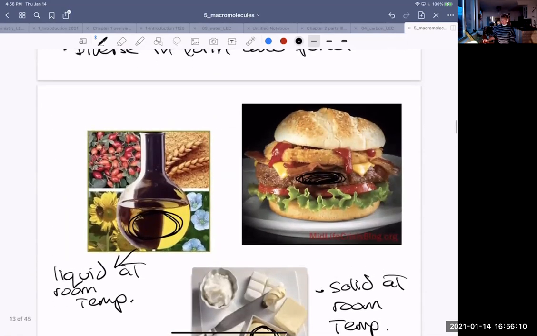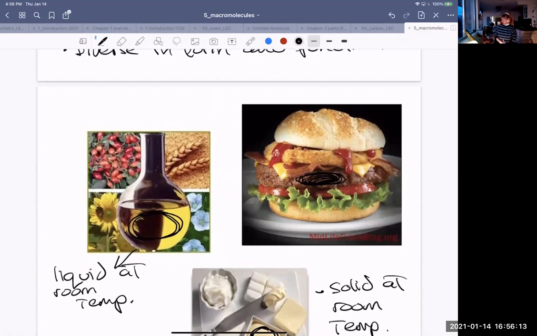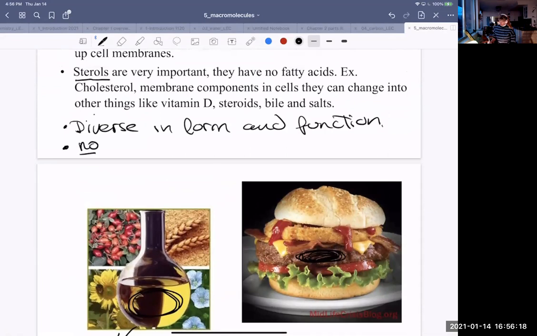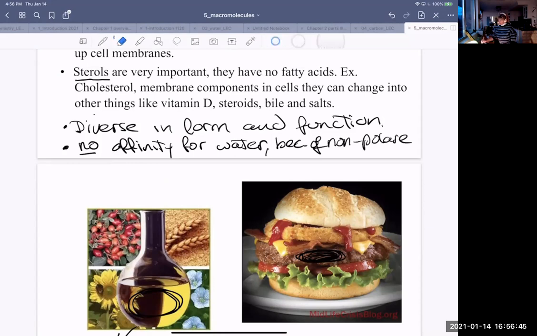The kind of unifying feature of all lipids is that they have no affinity for water. They're hydrophobic, and that's because the bonds that they form, CH bonds and CC bonds, are simply non-polar.